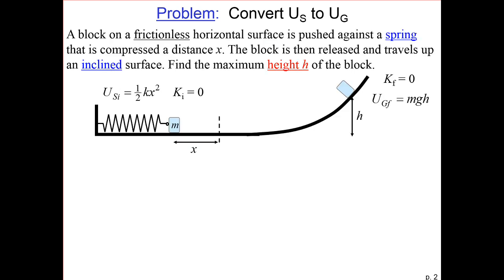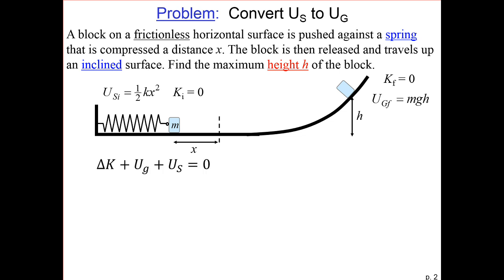Okay, let's try a more general form of this question. A block on a frictionless surface here is pushed against a spring that is compressed to distance x. The block is then released and travels up an inclined surface. Find the maximum height of the block. So we've flipped the script here. At the start, all of the potential energy is in the spring, and at the end, all of the potential energy is in gravitational potential energy. We then want to find out how high the block rises using the potential energy.